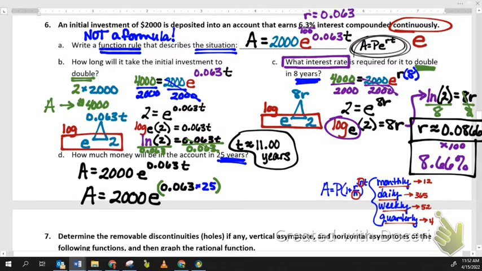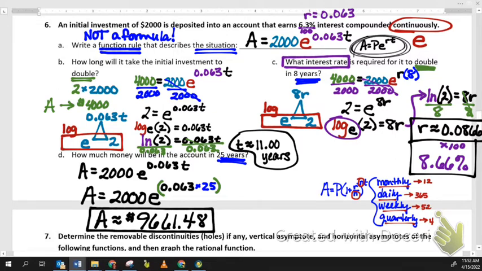Does anybody know about what this comes out to? Yes, sir. Is it 9,661? 9,661, and what would the pennies be? 0.48. There we go. Thank you, sir. All right.